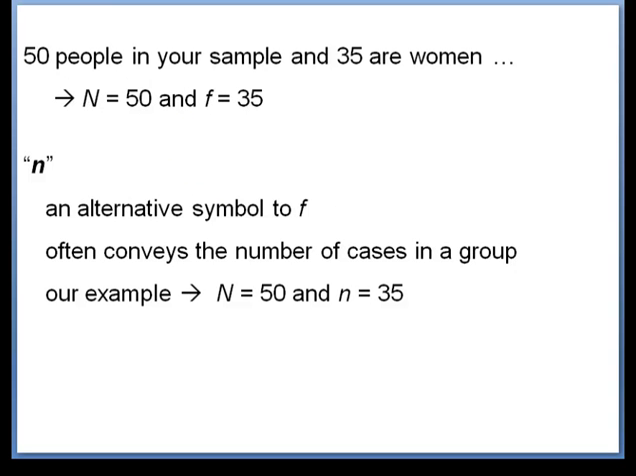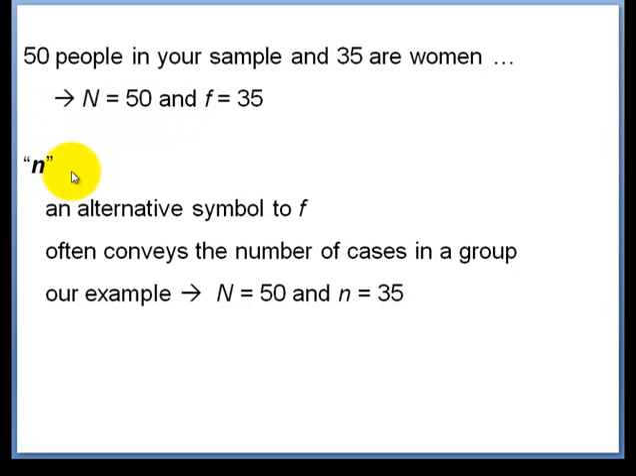Suppose that there are 50 people in your sample and that 35 are women. Then N equals 50, that is, 50 is the sample size, and f equals 35, which is to say that the frequency of women is 35. And in this example, the frequency of men would be 15. 35 women and 15 men combined for our sample size of 50.